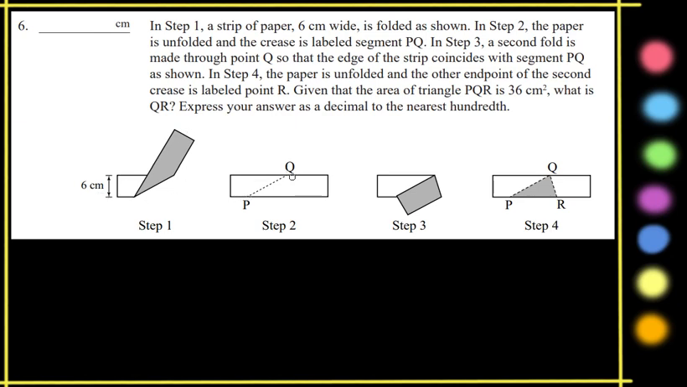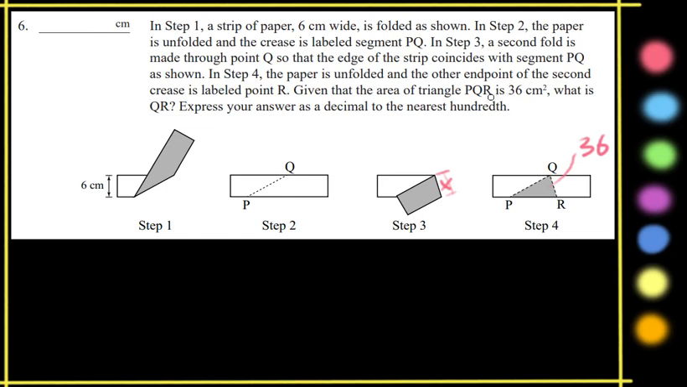Now you've got a line segment, and then you do a second fold, and when you do the second fold, the corner of the paper comes right to P, it says. And that fold is also made through point Q, and the edge coincides with that first fold. And then in step 4, it's unfolded, and the other endpoint of the second crease is labeled R. So we've got this nice triangle here from those 2 folds. And it says the area of our triangle in here is 36 centimeters squared. And it wants to know what QR is. So we're looking for this distance here, that second fold crease.